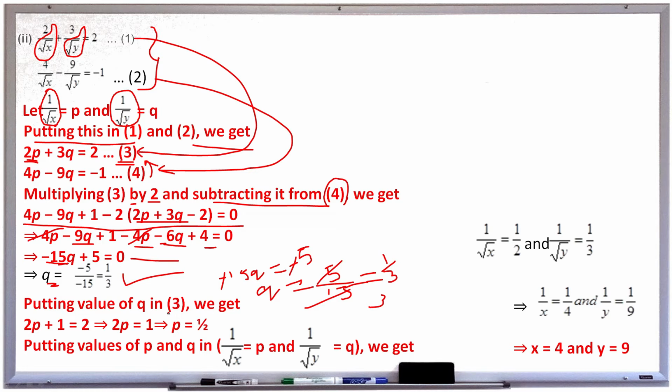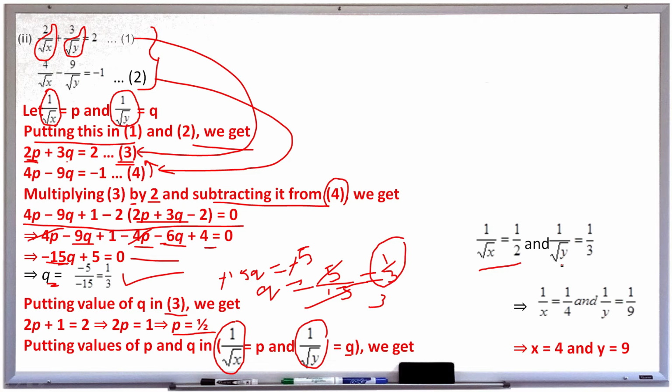Putting this value in equation number 3, if you put this value in this equation, you will get the value of p is equal to 1 by 2. What we have taken, p is equal to 1 by root x. So 1 by root x is equal to 1 by 2, and 1 by root y is equal to q. Q value what we got, 1 by 3.